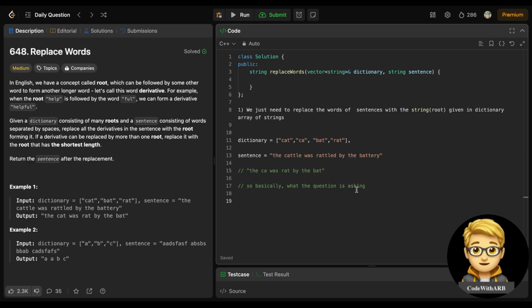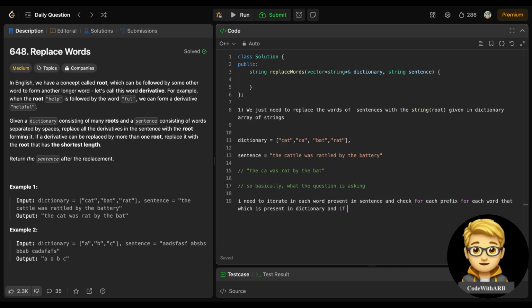So it means I need to iterate through the whole sentence, and for each word present in the sentence, check each prefix of that word against the roots present in the dictionary, right? That's what I need to check.